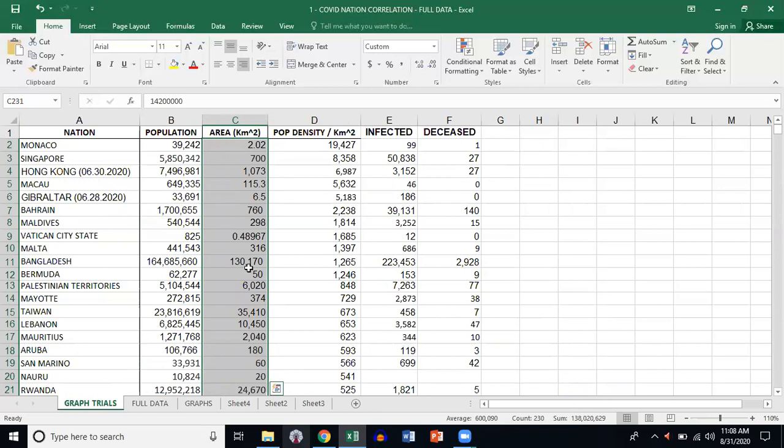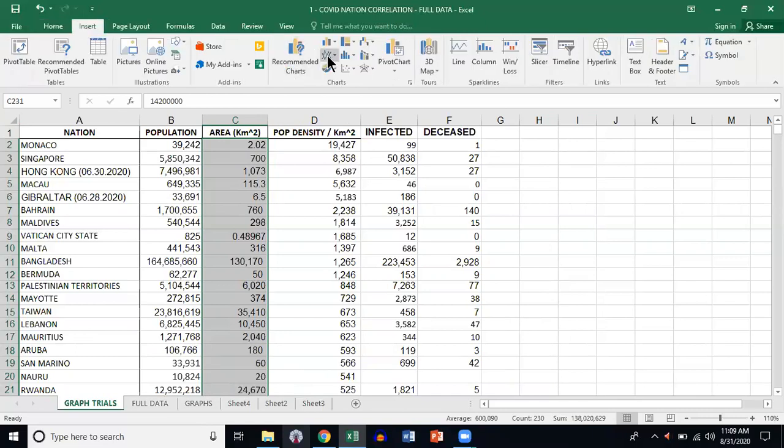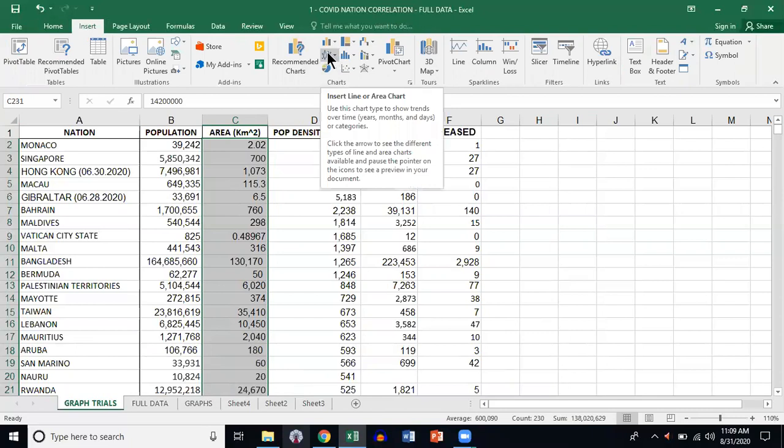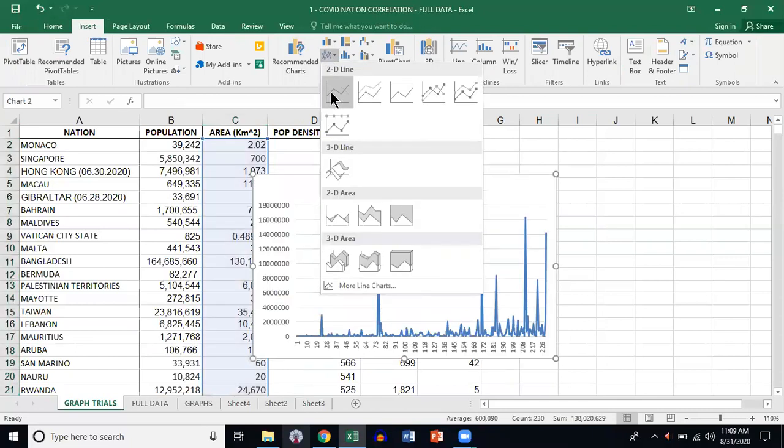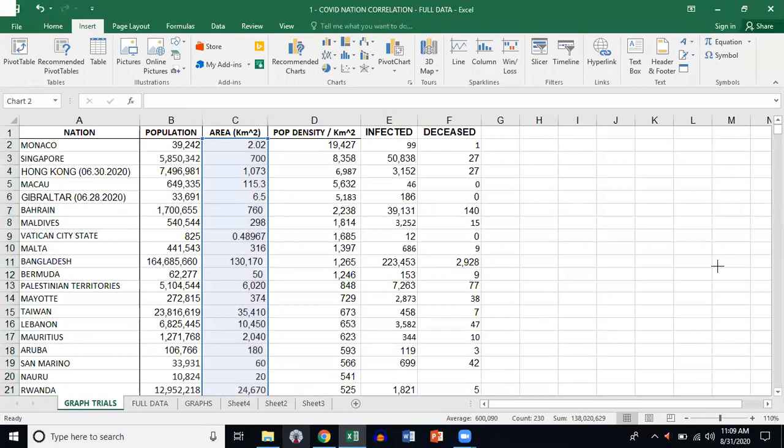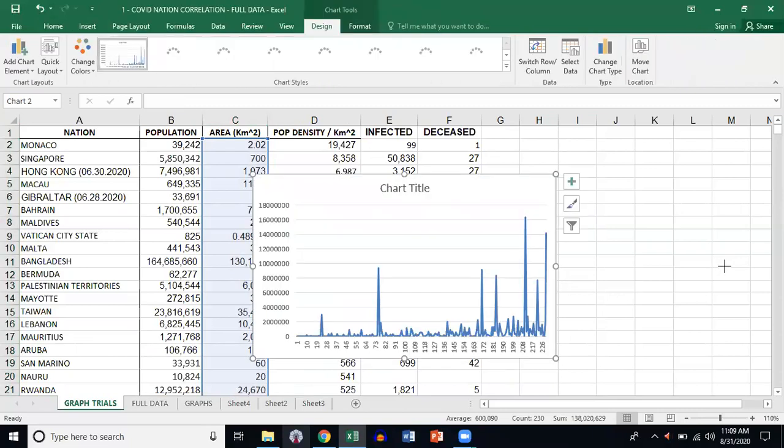And you see that the area is not ranked. The area is not ranked because we have values 2 square kilometers and then 700 and then 1,000 and then 115 and then back to 6. So this data is not ranked. Let's see how that graph looks. Go back to insert here and line plot. Okay, the first one. See how the data looks. You can spread it out a little bit.